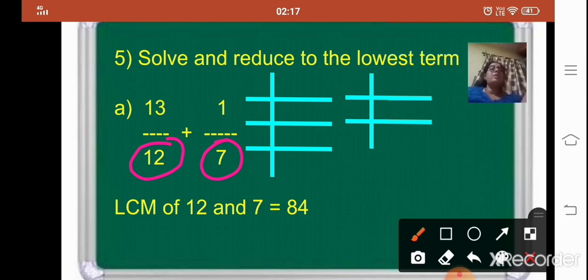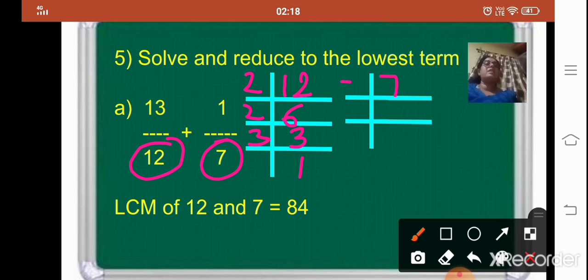So how to make the denominator same is, first you will take out the prime factor of LCM of 12 and 7. So 12 and 7. So 12 is divisible by 2. 2 6s are 12, 2 3s are 6 and 3 1s are 3. 7 is a prime number, so it is divisible only by the number itself. So what is the LCM of 12 and 7? You will multiply all the prime numbers. So 2 2s are 4, 4 3s are 12, 12 into 7 is 84. So LCM of 12 and 7 is 84.